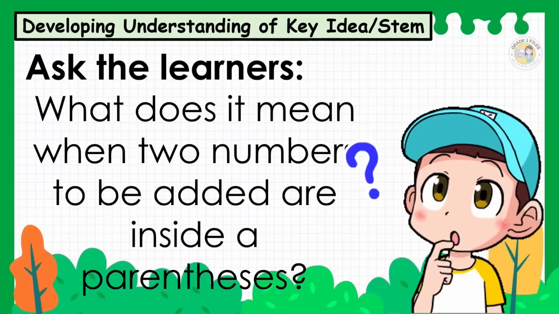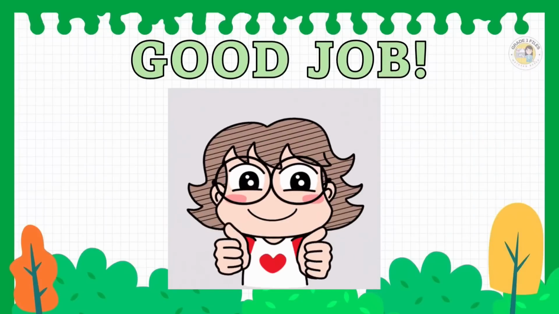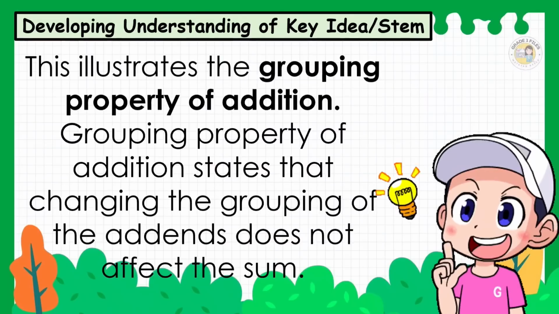What does it mean when two numbers to be added are inside the parentheses? Does changing the grouping of the addends affect the sum? This illustrates the grouping property of addition. Grouping property of addition states that changing the grouping of the addends does not affect the sum.